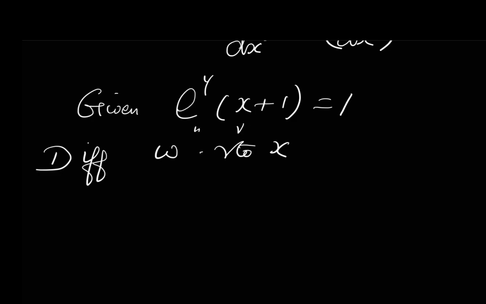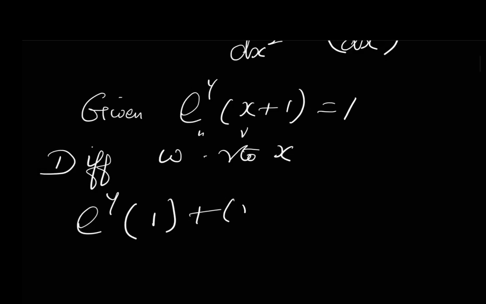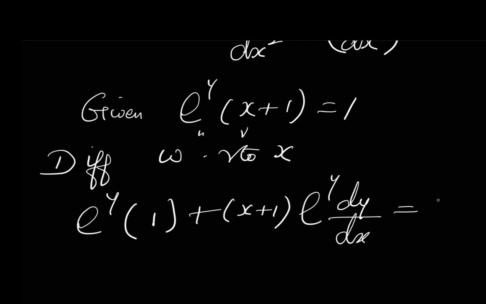So, apply the UV method. Keep u as constant, that is e power y constant. Differentiate x with respect to x, so you will get 1. Then 1 is constant, 0, plus x plus 1 by v. Then differentiate e power y into dy by dx is equal to the right side term, which is constant. So, you will get 0.